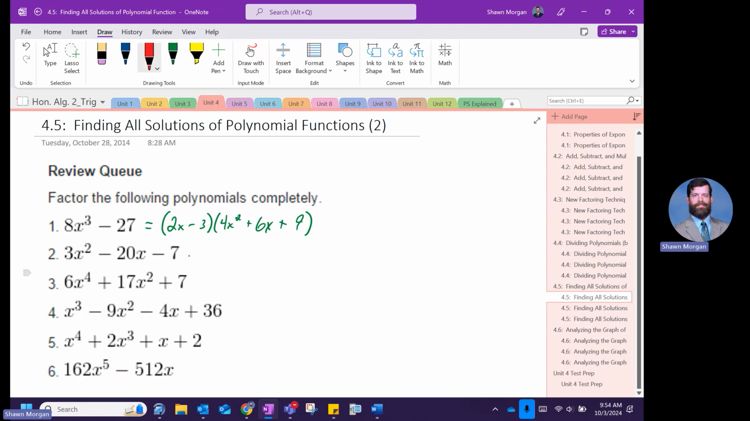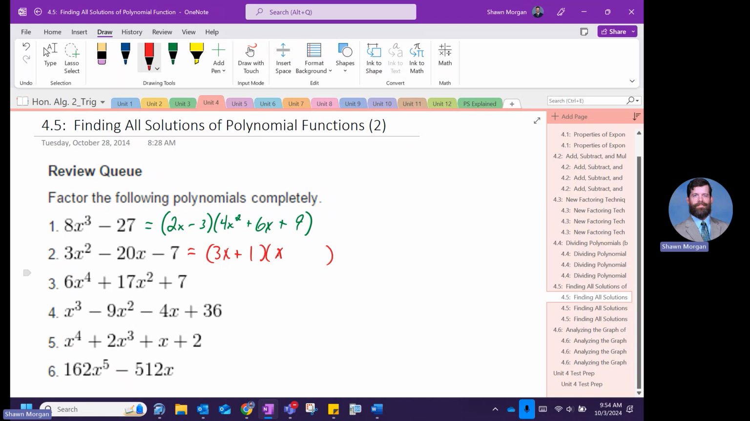Let's see here. Number 2, we said was magic method. What'd you guys get on that one? Save me a little time. 3x what? No, that ain't good. 3x plus 1. Well, it ain't going to be 3x and 3x because it's supposed to be x minus 7.